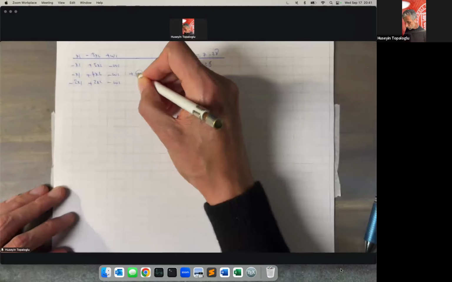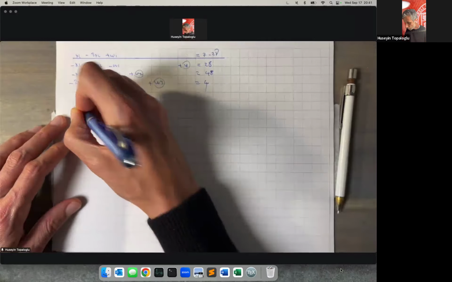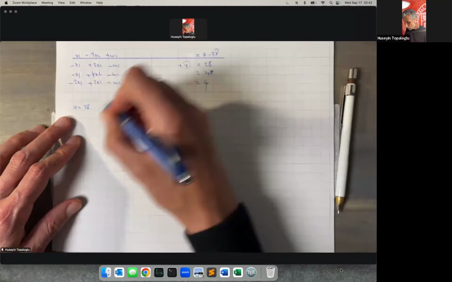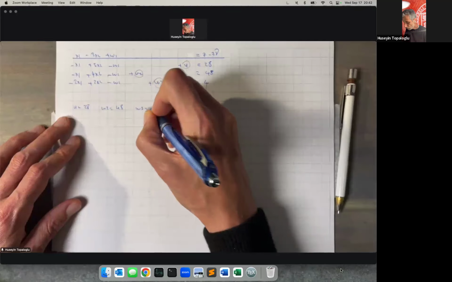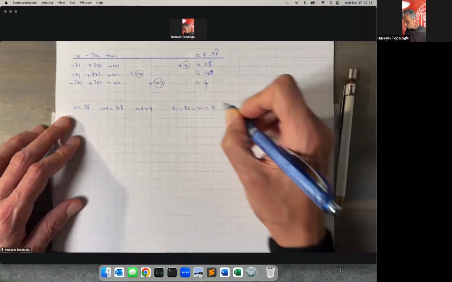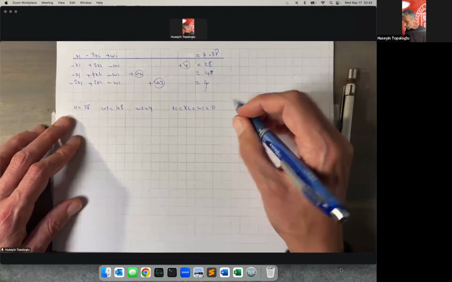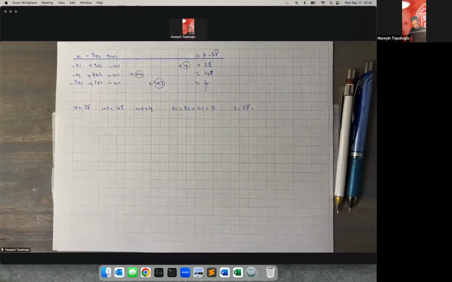Our basic variables are u, w2, w3. u is equal to 28. w2 is equal to 48. w3 is equal to 4. x1, x2, and w1 are 0. Z has to be 28. Is this solution feasible to the phase 1 linear program?